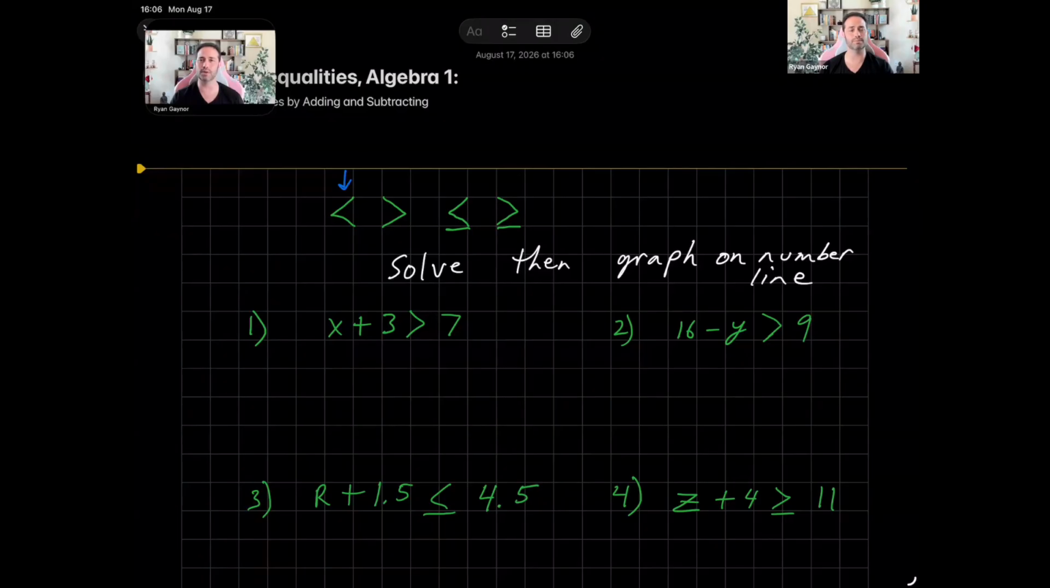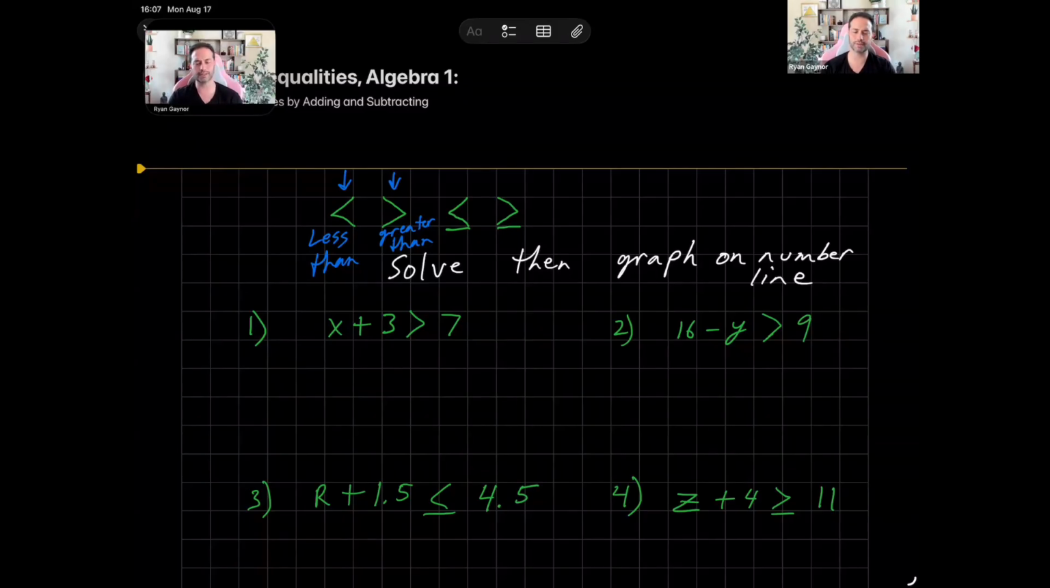So the pointy part means less than. So this is less than. Okay, the next symbol is greater than. So I just think about it as something eating something else, right? The mouth is open, so it's greater than.